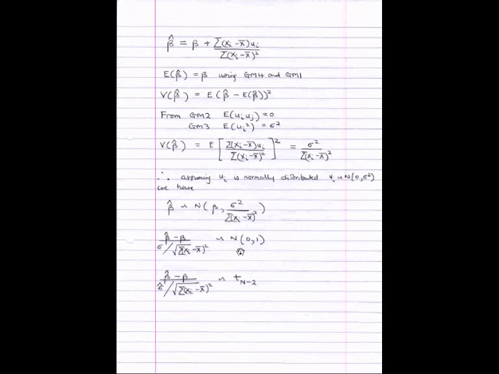If we knew the population variance of the errors, sigma squared, then we could use this directly. Unfortunately, in most circumstances we don't know this, so we substitute an estimator sigma hat for the error variance or the error standard deviation, and we show that this expression here, beta hat minus beta over sigma hat divided by the root of the sum of (xi minus x bar) squared, follows a t-distribution with n minus 2 degrees of freedom.